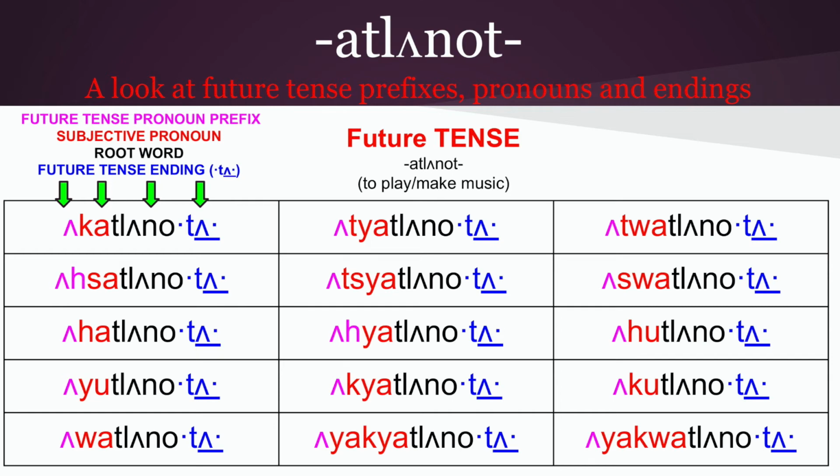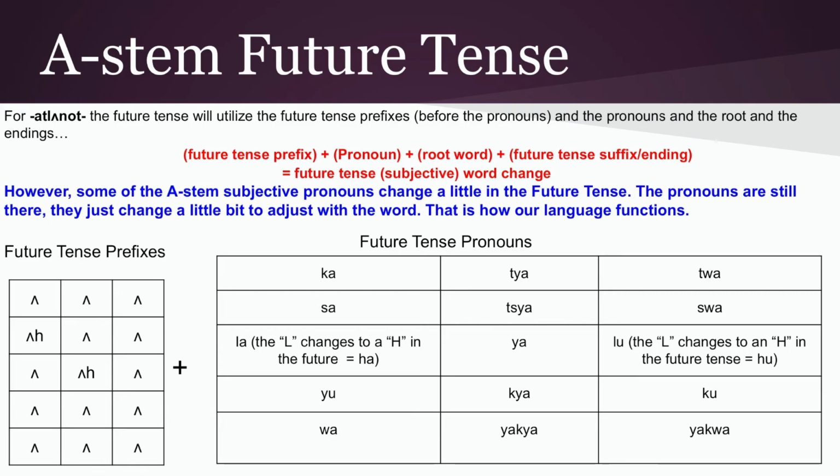Let's see if there's anything else. Let's talk about the future tense prefix patterns, and then we'll talk about changes to the pronouns, and then I'll go over the meanings. All right, for udlanode, the future tense will utilize future tense prefixes before the pronouns and the root word ending. So basically, how do we put our future tense together? We have a future tense prefix, our pronoun, our root word, plus our ending, our future tense suffix. A suffix just means an ending. That's how we get our future tense conjugation.